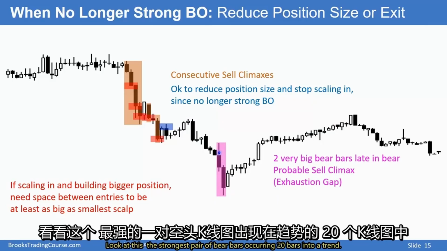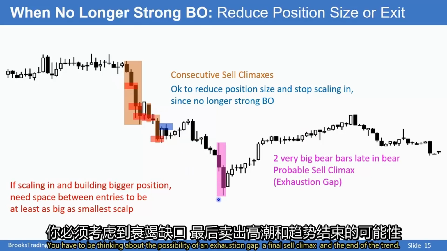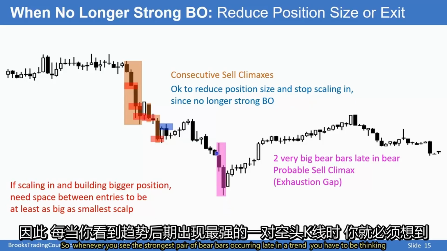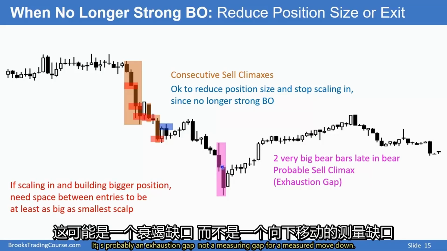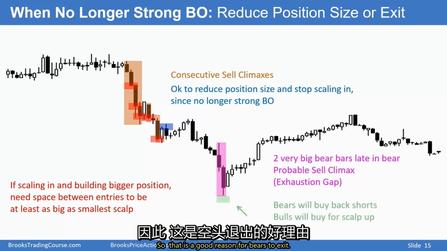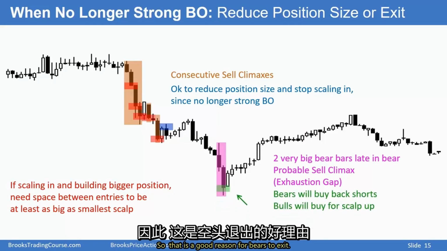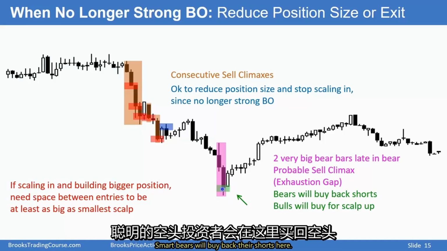Look at this. The strongest pair of bear bars occurring 20 bars into a trend. You have to be thinking about the possibility of an exhaustion gap, a final sell climax, and the end of the trend. So whenever you see the strongest pair of bear bars occurring late in a trend, you have to be thinking there's a 75% chance the gap between this close and this low will probably close. It's probably an exhaustion gap, not a measuring gap for a measured move down. So that is a good reason for bears to exit.